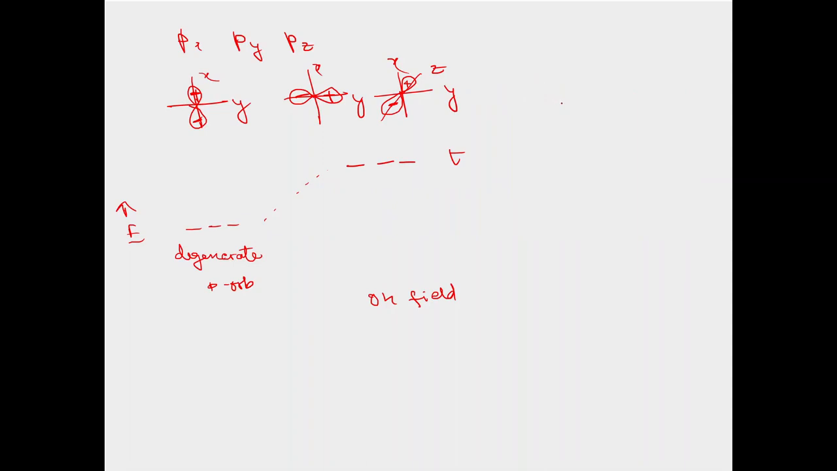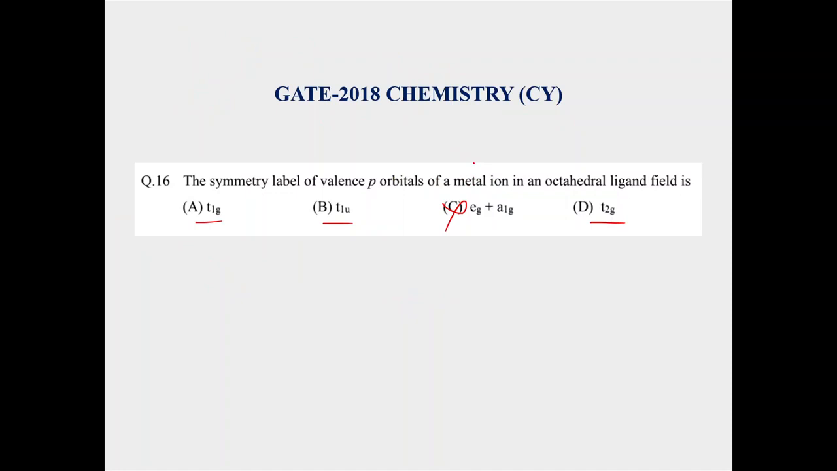Now, as you already pointed out, this g and u term comes from the center of symmetry. So can anyone tell me whether these p orbitals have a center of symmetry or not? No, ma'am. Okay, so for this case it will be u, right? In the options, the other 2 are T1g and T2g, whereas only in this B case we can see it is T1u.